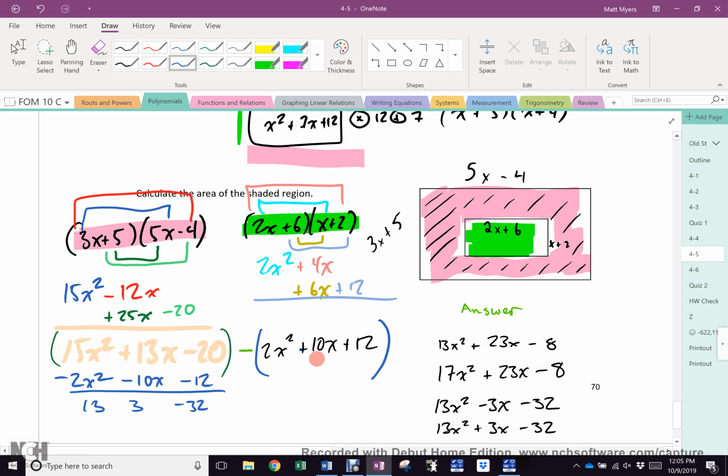Now, what if this was minus 12? What would your answer be now? Forget all the work. Just pretend that this one is minus 12. So is it still going to be 13x squared? Is it still going to be plus 3x? Yes. What is the last one going to be? Negative 8, because this is minus minus, which becomes plus 12. Yeah? Yeah.